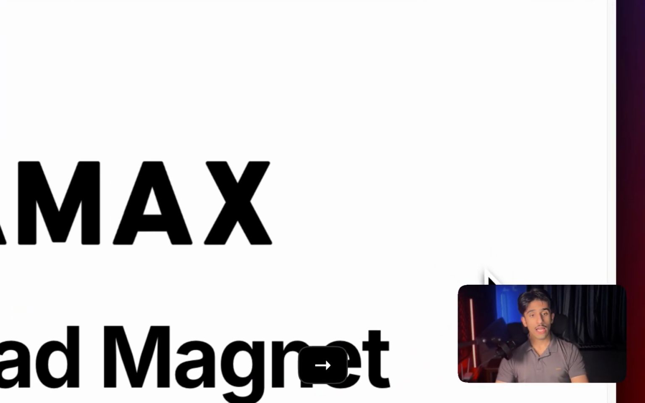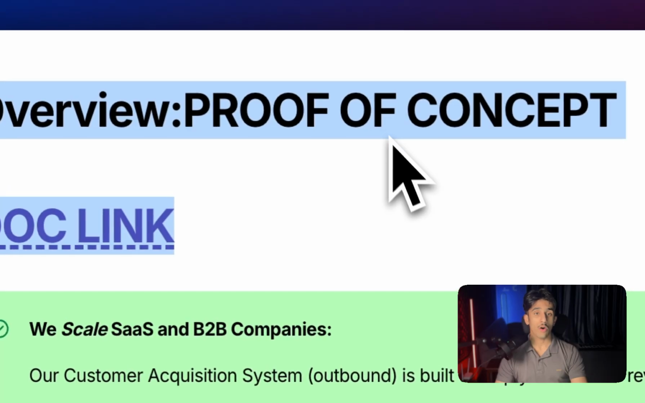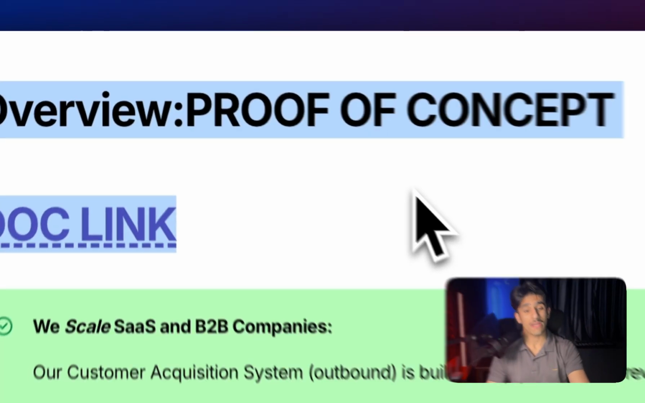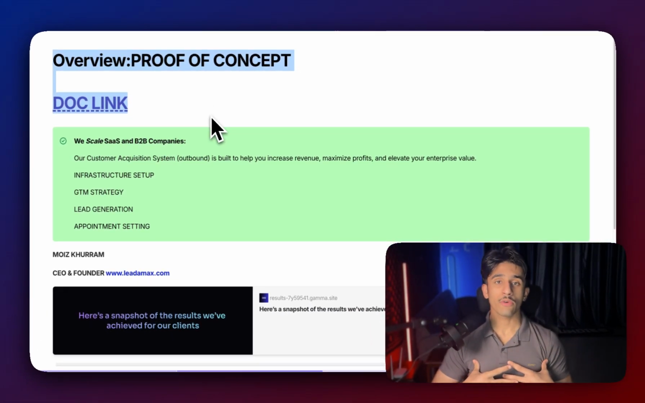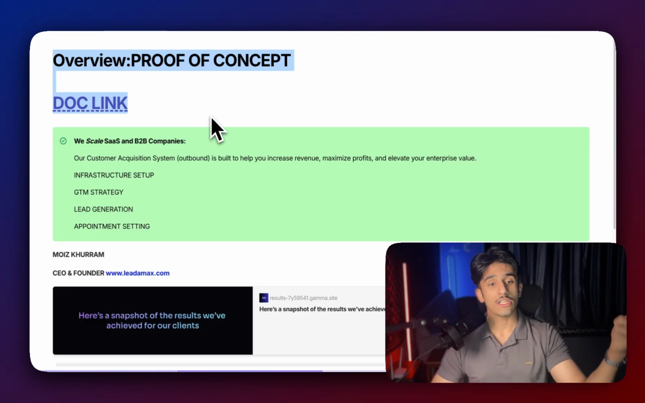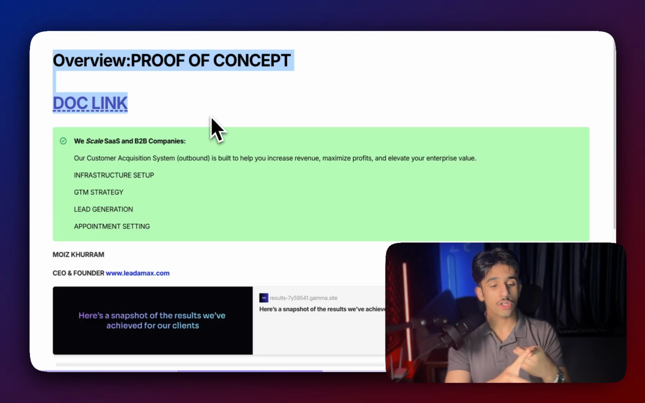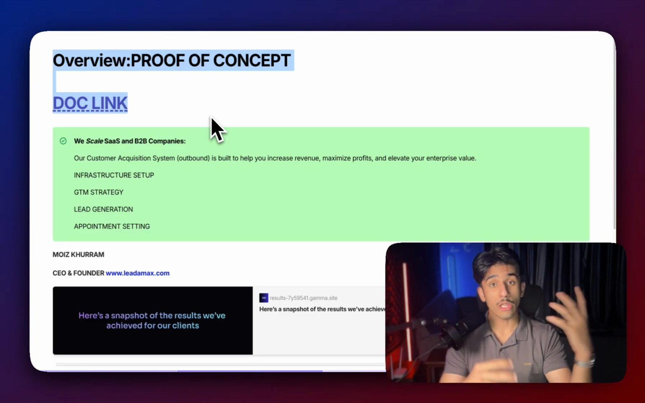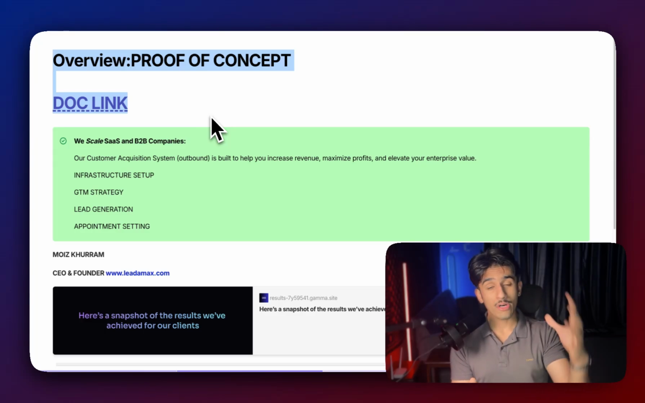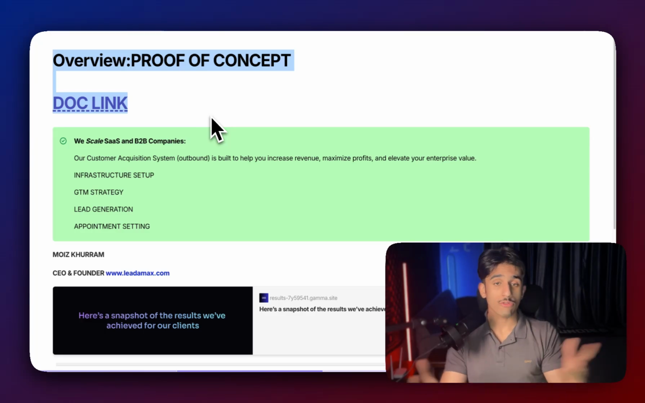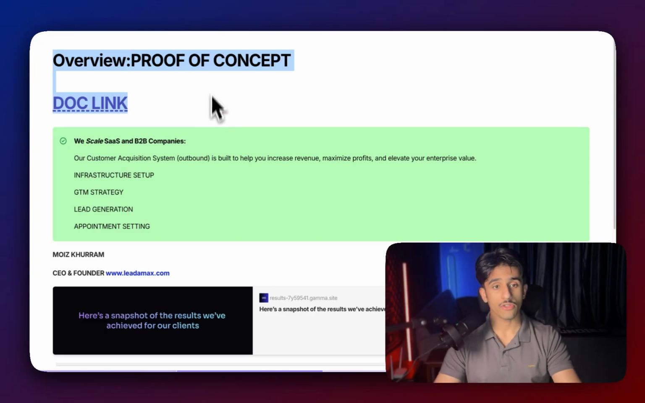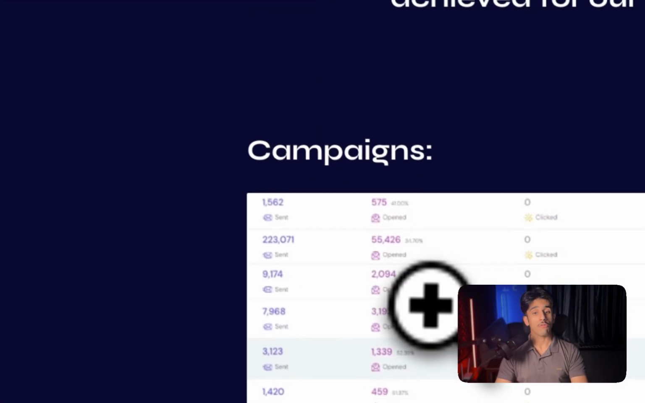So first of all, I'd like to cover the proof of concept about who I am and who am I to give you such opinions and such offers, right? My name is Moez Karam. I'm the founder and CEO of Leadamax, and basically we scale SaaS and B2B companies. We do the complete done-for-you outreach system, infrastructure, go-to-market strategy, lead gen, and appointment setting, and we not only get you simple leads, we get booked meetings into your calendar, right? That was a quick reference about who we are. I'm not going to take much of your time, and for us, the results speak for themselves, right?